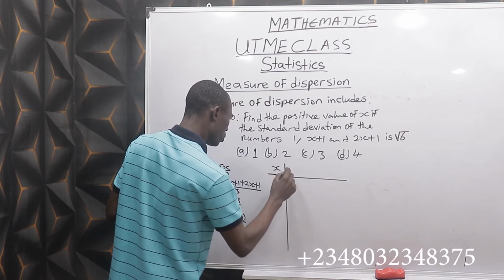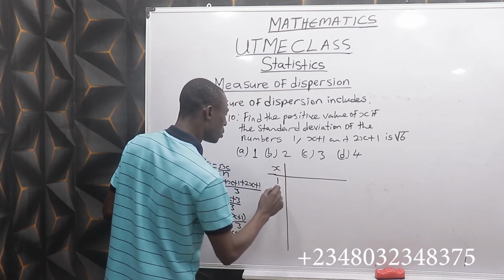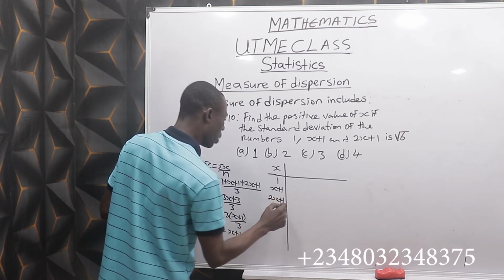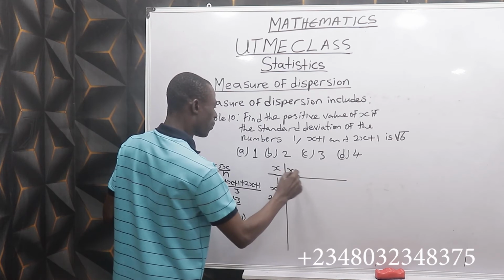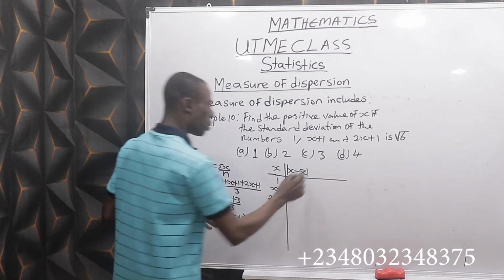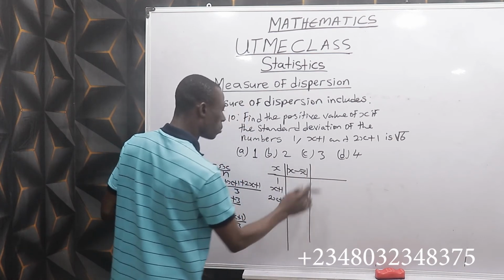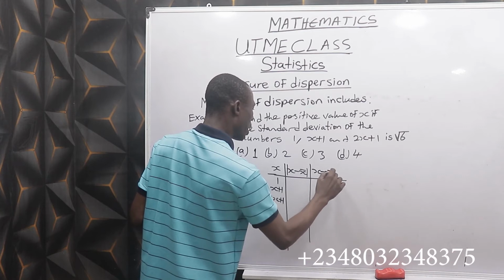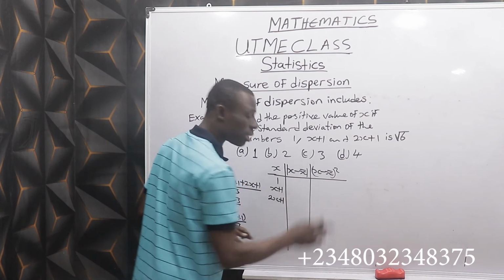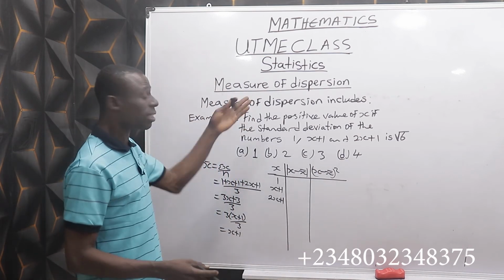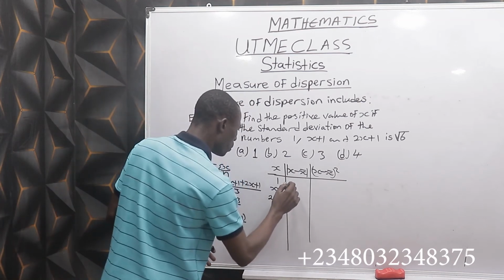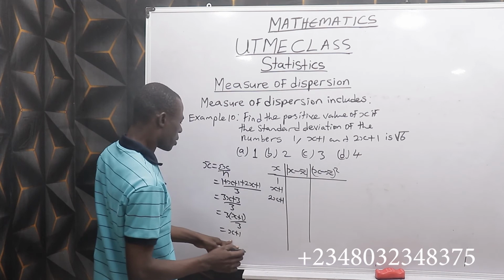X value, we have 1, x plus 1, 2x plus 1. We have x minus x bar, that is a deviation column. We have x minus x bar all square, that is variance column. And it is the variance column we use for standard deviation, since standard deviation is the square root of variance. So our mean is x plus 1.